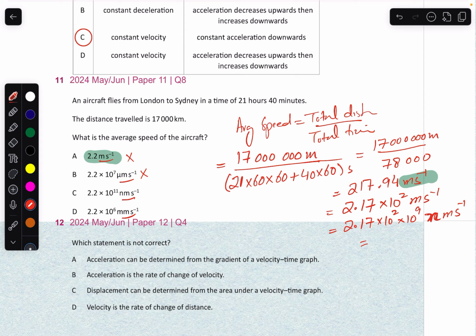So it can be written as 2.17 times 10 raised to power 11 nanometer per second. So it's option C we have. Okay, so it can be converted like this. If you try to convert this thing into the micro and milli, you will get different results. So that is the reason why B and D cannot be the right options.